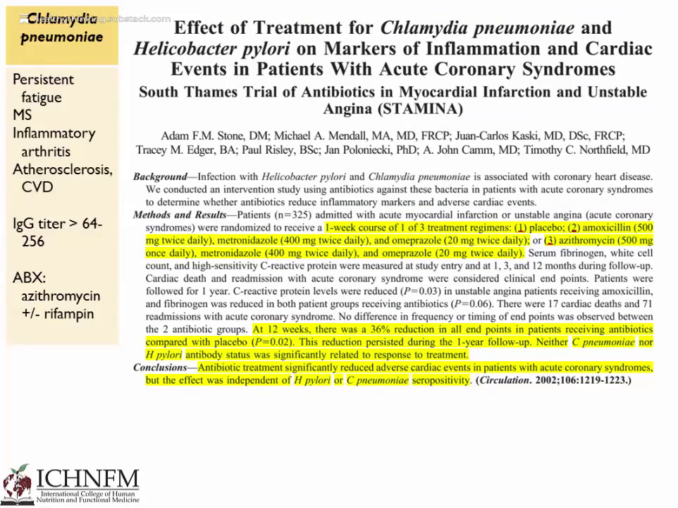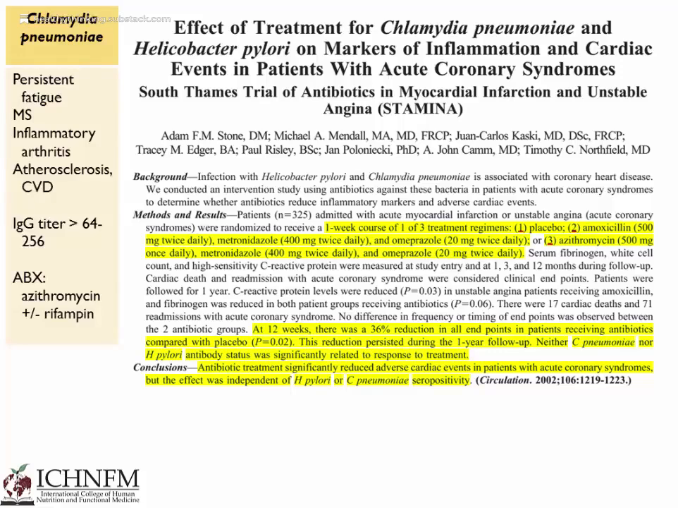Let's take a look at the conclusions from this rather interesting study titled Effective Treatment for Chlamydia pneumoniae and Helicobacter pylori on Markers of Inflammation and Cardiac Events in Patients with Acute Coronary Syndromes. So this is a study that intervened among 325 patients admitted to the hospital with acute myocardial infarction or unstable angina. They were given one of two courses of antibiotics, either with amoxicillin, metronidazole, and omeprazole. That was group number 2. Group number 1 was the placebo. Group number 3 was azithromycin, metronidazole, and omeprazole.